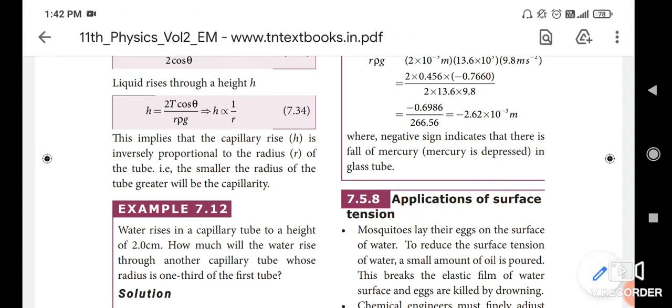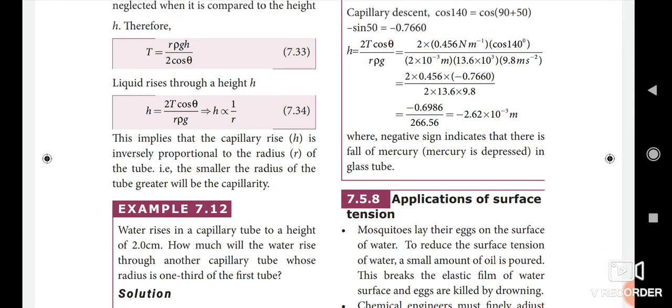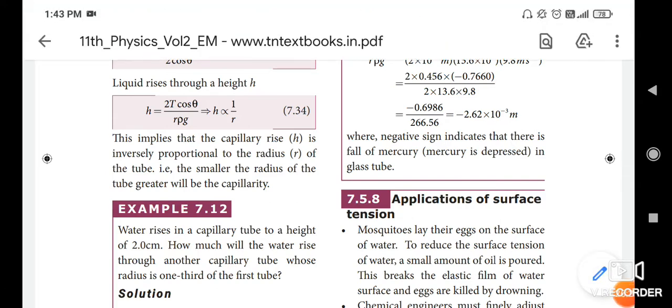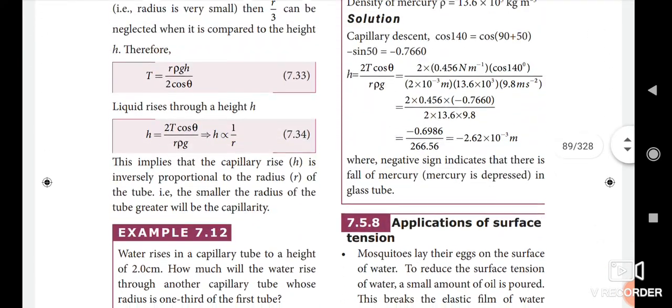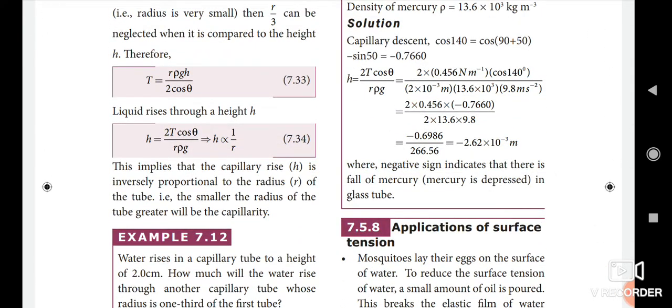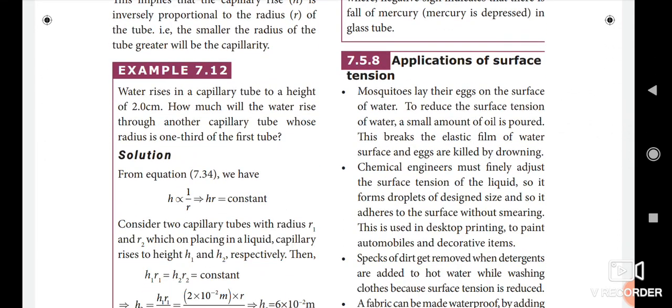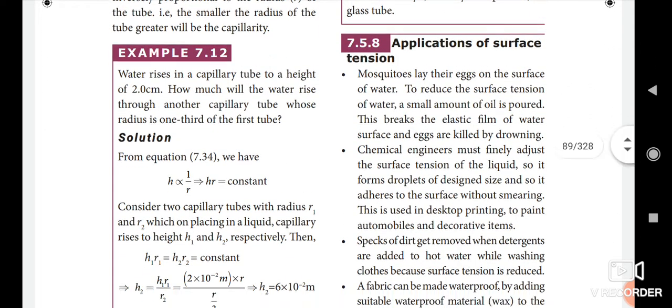Here the height is inversely proportional to the radius. The height of the capillary rise is inversely proportional to the radius of the capillary tube. So this is the surface tension by the capillary rise method. Next we have to see the topic of applications of surface tension.